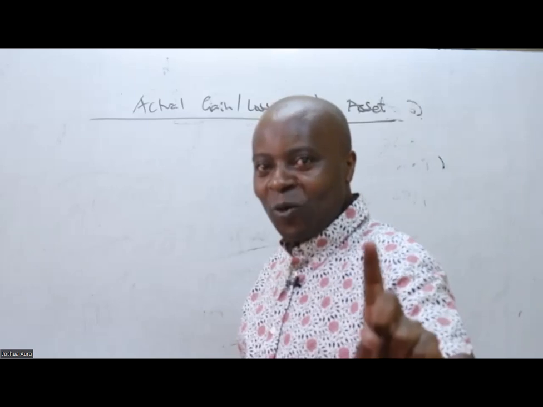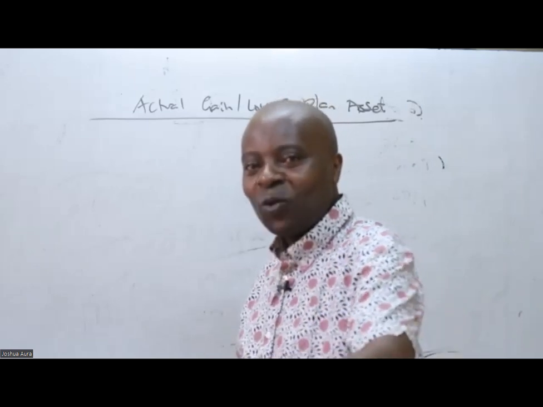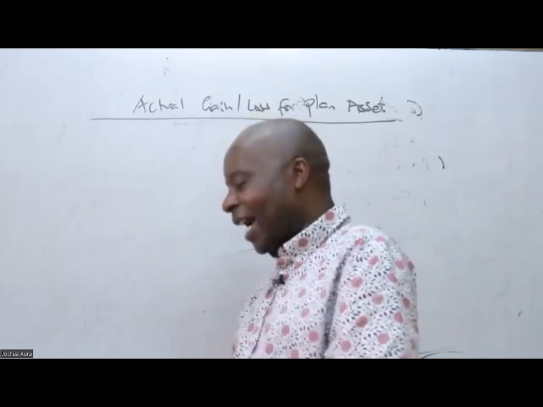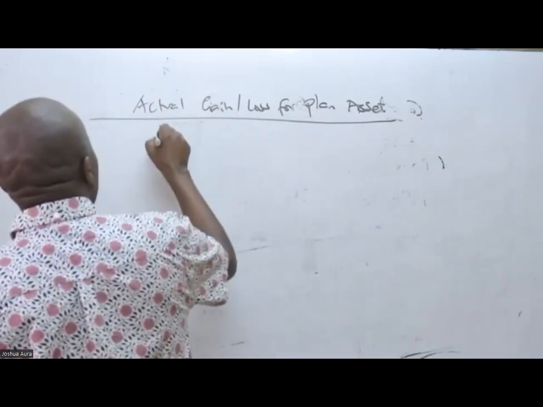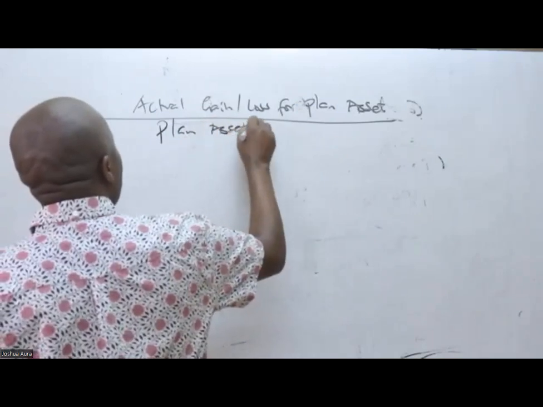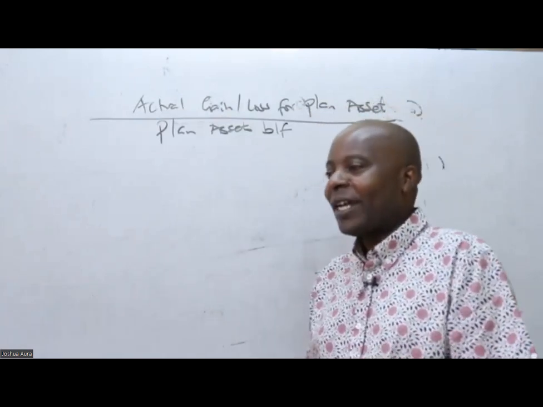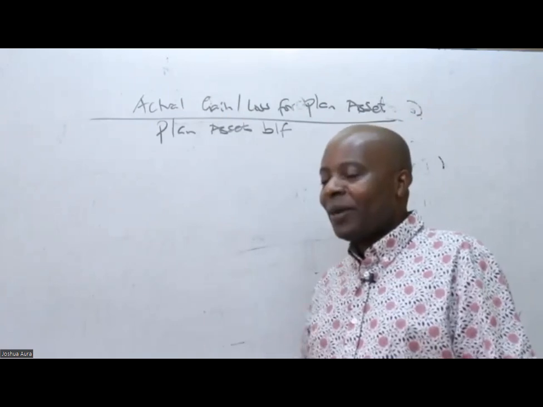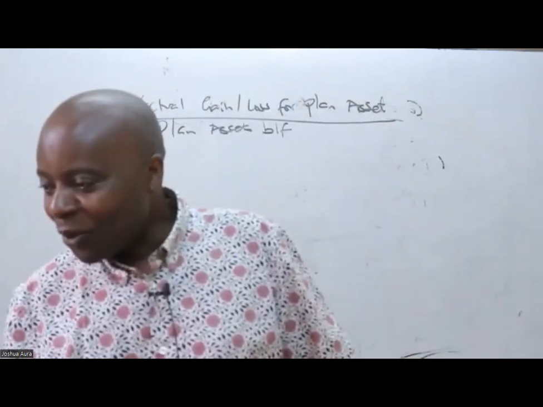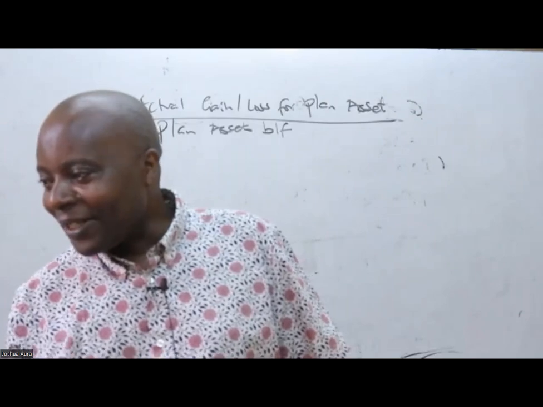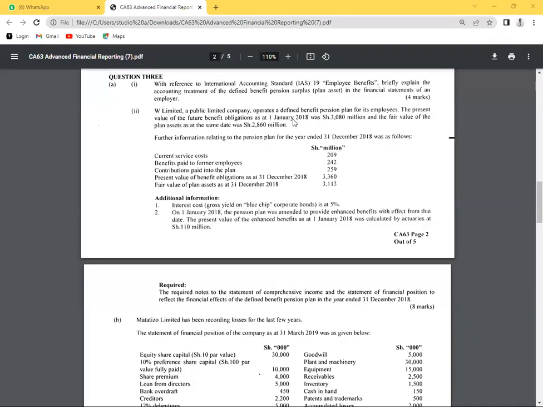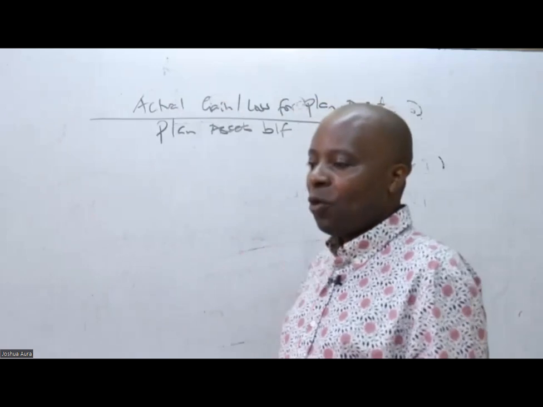So where do we start from? We start with the plan assets brought forward. What was the plan asset value that was brought forward at the beginning, 1st January 2018? We were told up here, the plan assets brought forward were worth, in this case here, 2860. Plan assets brought forward 2860.